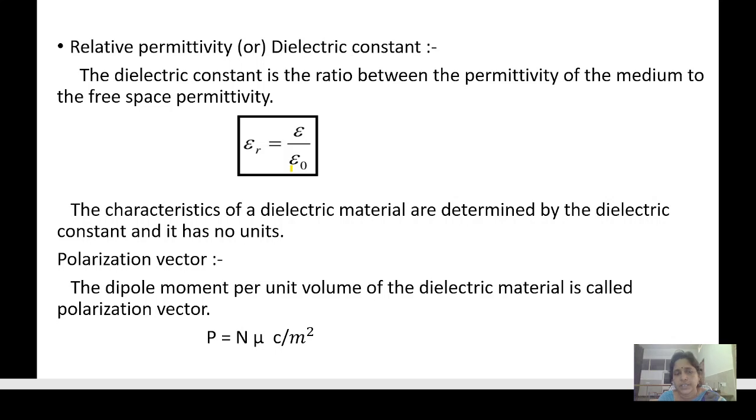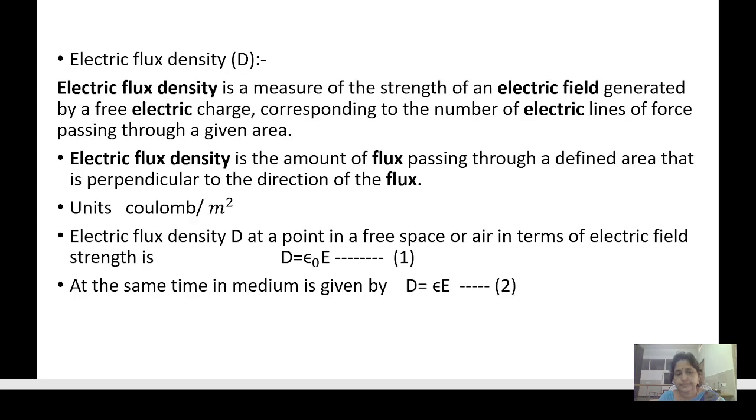Polarization vector. The dipole moment per unit volume of the dielectric material is called the polarization vector. P is equal to n mu.